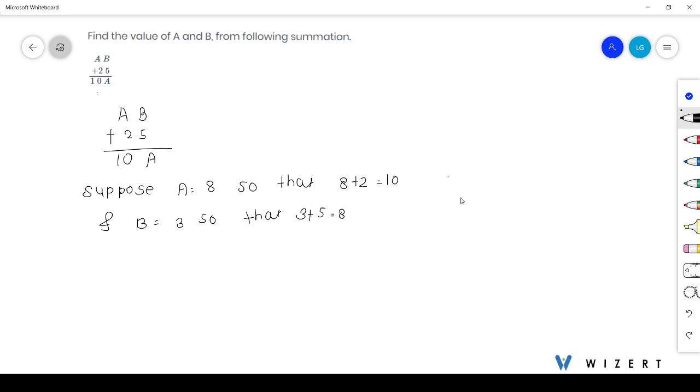Here we can verify. A is 8, and we suppose that B is 3, plus this 25. So 5 plus 3 is 8 and 8 plus 2 is 10. So it is 108. So our assumptions are correct.